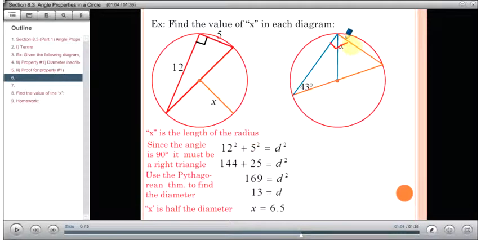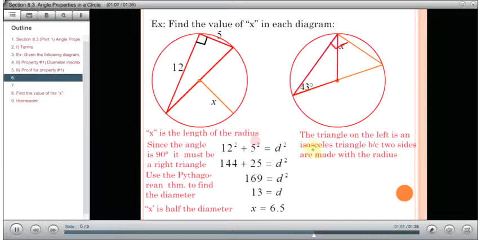Must be 90 degrees. Okay, we know that's 43. Now, some other things that we know here. This kind of bluish triangle here, I'll color this in, I'll draw it in. That triangle there is an isosceles triangle.